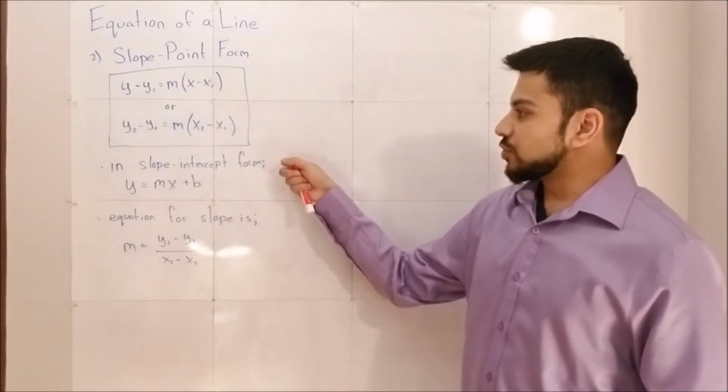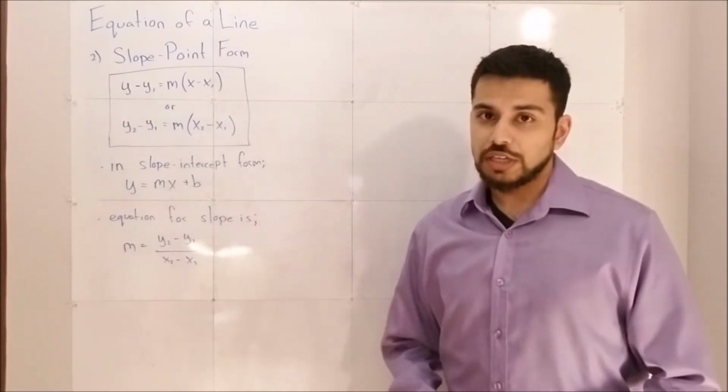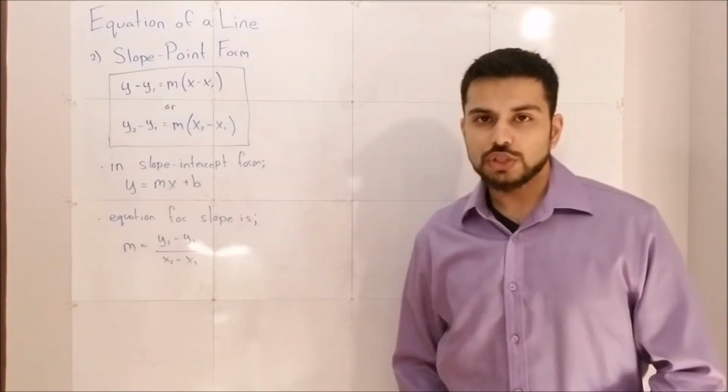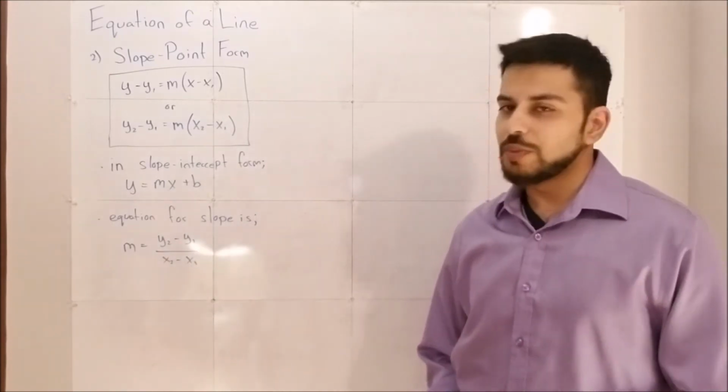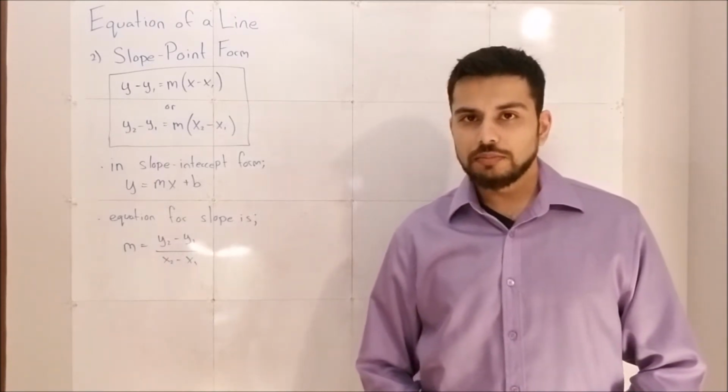So you need to remember that in slope-intercept form, it's y equals mx plus b. We're going to use that equation again. We also have to remember, a little bit further back, the equation for slope: m is equal to y2 minus y1 over x2 minus x1.